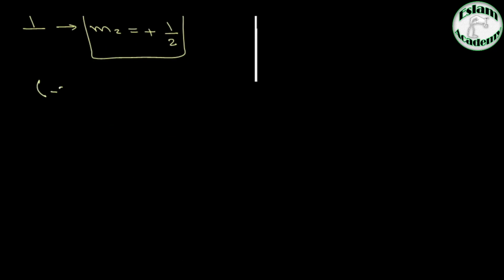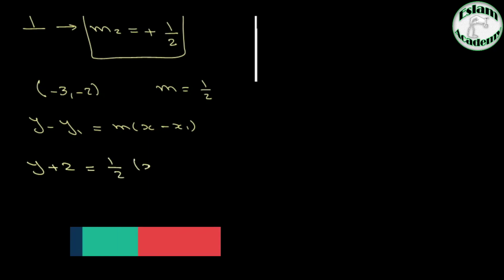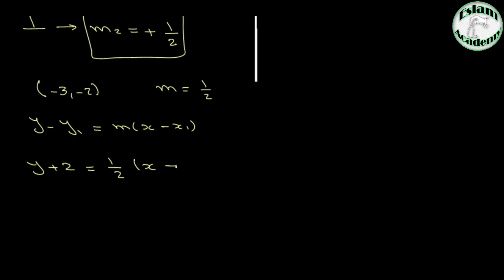The point that we have is (-3, -2), with a slope equal to 1 over 2. So we write the equation y minus y1 is equal to m times x minus x1. So y minus -2, which is plus 2, equals 1 over 2 times x minus x1, which is negative 3, so minus negative 3 will be plus 3. By simplifying the equation and subtracting 2, y is equal to 1 over 2 times x, which is 1 over 2x, plus 1 over 2 times 3, which is equal to 3 over 2, minus 2.